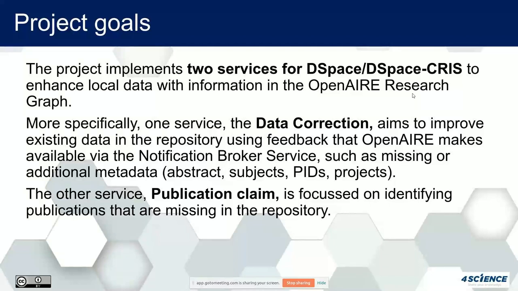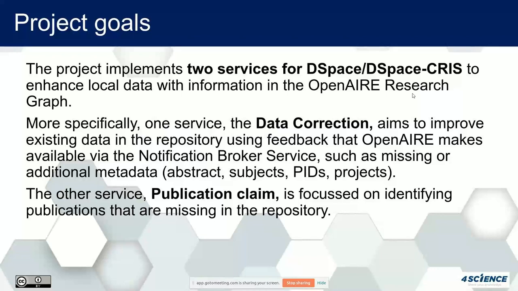The two services are named data correction, and this service is based on the notification broker service of OpenAIRE and aims to improve existing data in the repository. Essentially, using the intelligence from the notification broker, we make the suggestions of the notification broker actionable inside the repository. The other service is named publication claim and allows the repository manager and the researcher to identify new content that is already available in the OpenAIRE ecosystem information space.